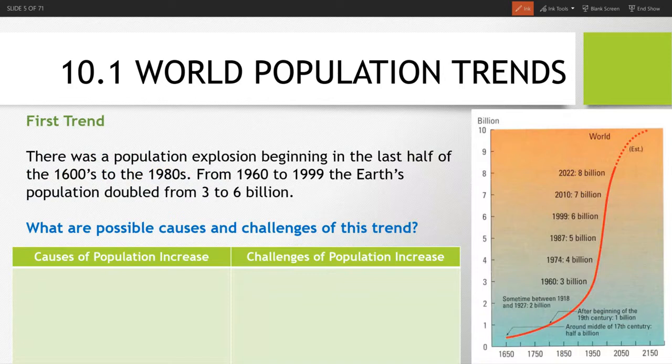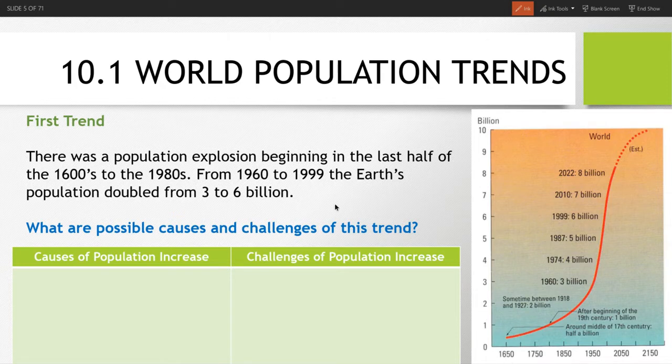So the first trend, you'll note if you look at the visual over here with the graph, you'll see there's almost an S-shaped line graph. So this represents population over time. We have population in billions on the y-axis, and on the x-axis we have time in years. This particular graph starts with the year 1650.